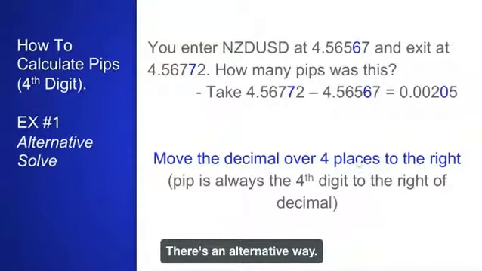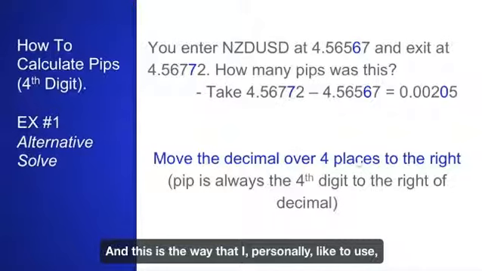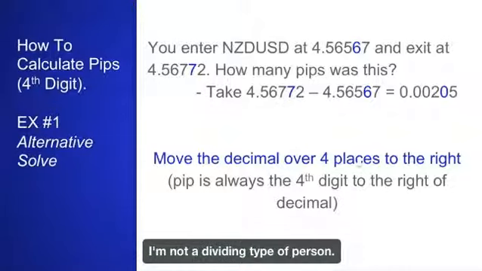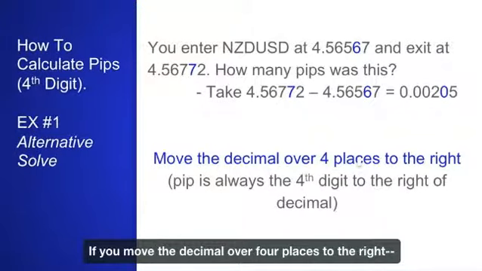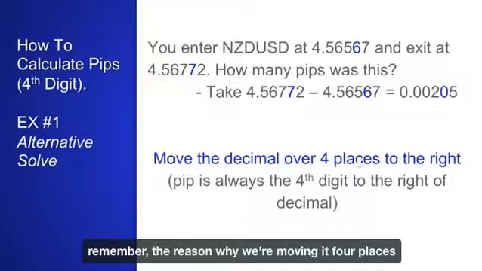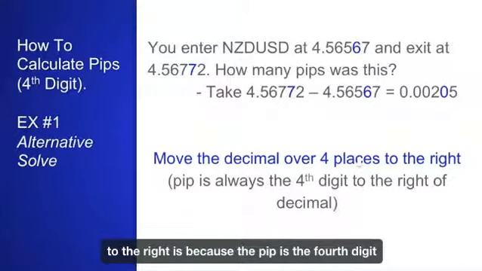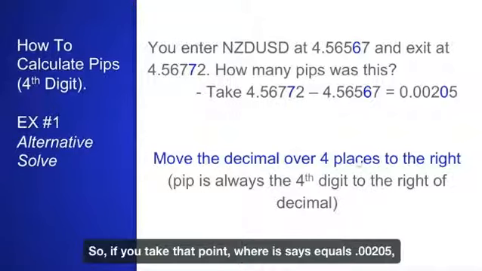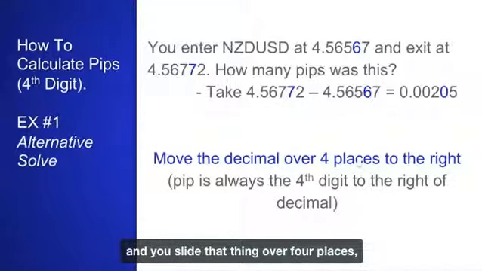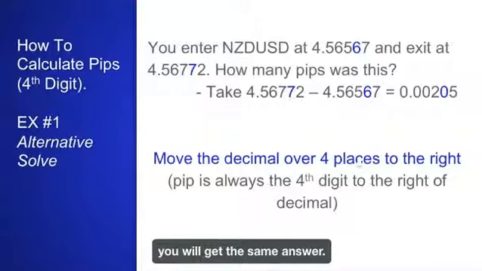There's an alternative way, and this is the way that I personally like to use, because I don't like dividing numbers either. I'm not a dividing type of person. If you move the decimal over 4 places to the right, remember, the reason why we're moving it 4 places to the right is because the pip is the fourth digit to the right of the decimal. So if you take that point where it says equals 0.00205 and you slide that thing over 4 places, you will get the same answer.